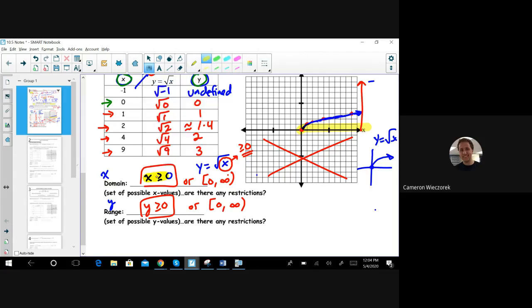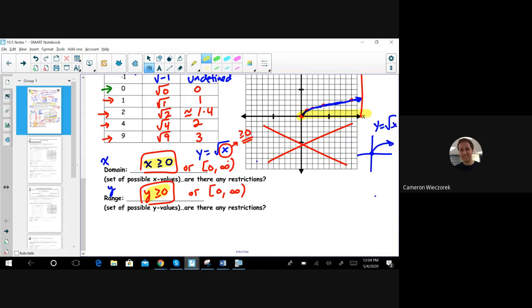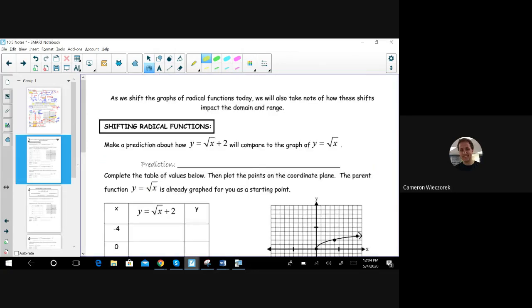So that's just analyzing our parent function. What we want to do now is say, well, what if we want to change the equation just a little bit? What if we want to add a number on the outside or subtract a number on the inside? Okay, so we're going to start looking at shifts. What if I shift the graph around?